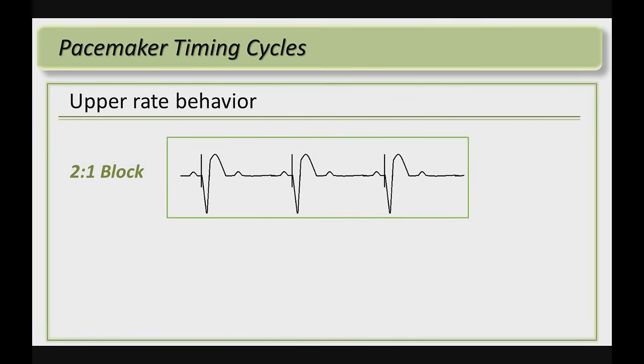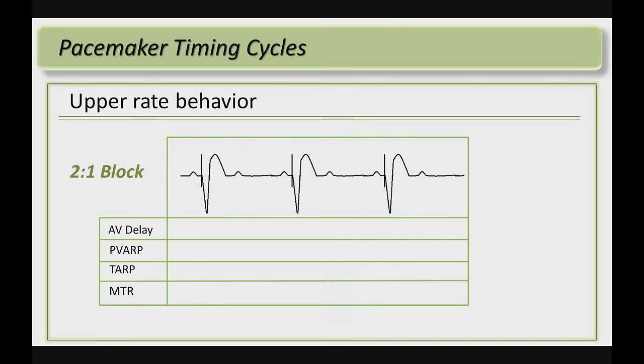Here is an example of 2-to-1 pacemaker block. If you look closely at the rhythm, you'll see that every other P wave doesn't have a QRS. So why would the pacemaker only ventricular pace after every other P wave? Well, let's take a little closer look at the timers to see what's going on in this rhythm strip. The first thing that we see is an intrinsically conducted P wave. With that P wave, we start our AV delay. The AV delay times out and we pace in the ventricle. With the ventricular pace, we start our P-VARP and our maximum track rate.